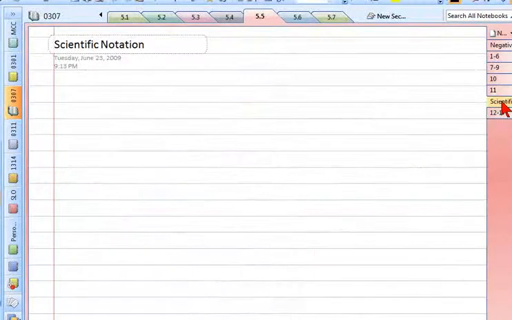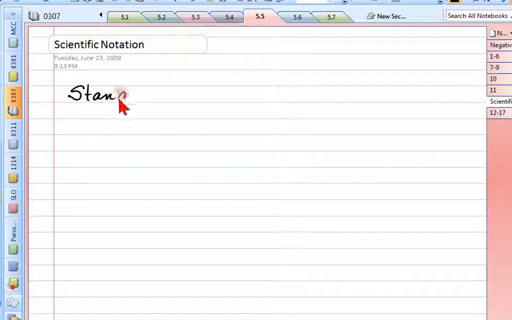All right, the second objective for section 5.5 is scientific notation. This is a pretty straightforward concept. It does use negative exponents, and I'm going to show them the way that the author of your book does. I think it's pretty clear. All right, scientific notation. There is something called standard notation. Standard notation is just the way you write numbers.